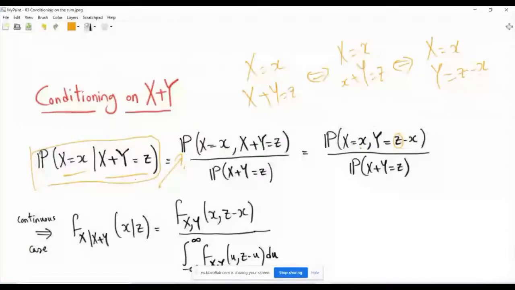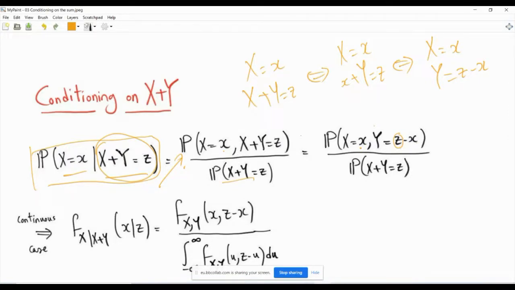Okay, so now it is again a fraction, and in the numerator we have the probability that big X is equal to small x and big Y is equal to small z minus small x. And in the denominator, as typical in conditional probabilities, we have the probability of this event, the probability that big X plus big Y is equal to small z.